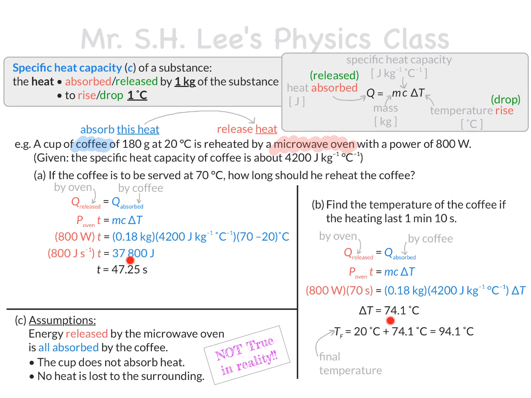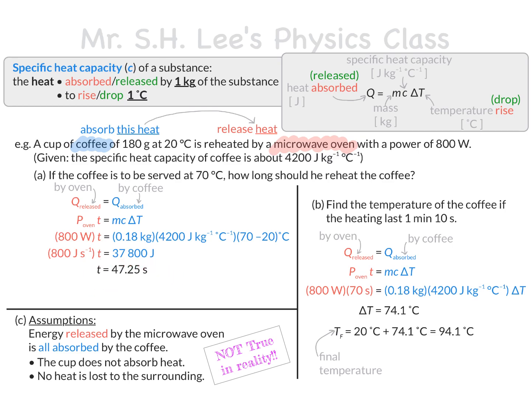Can you imagine how these results would differ in reality? For this one, the time needed to heat up the coffee to 70 degrees Celsius. If some heat released is not absorbed by the coffee, we will have to wait longer for enough heat to be absorbed by the coffee to rise to 70 degrees Celsius. So, actually the microwave oven should be switched on for longer than 47.25 seconds.